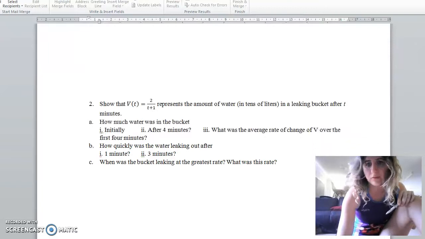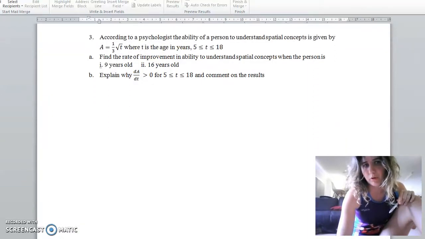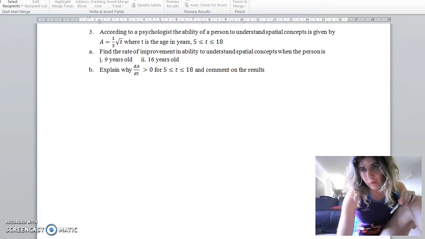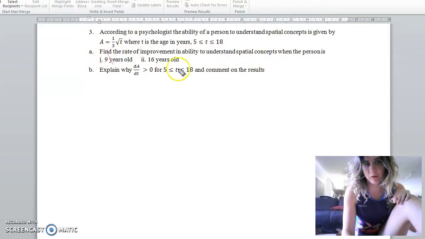I actually don't really like this next example too much, so I want to skip over it. You guys can have a go, but we're going to look at the next one. According to a psychologist, the ability of a person to understand spatial concepts is given by this formula here, where t is the age in years. Find the rate of improvement in the ability to understand spatial concepts when the person is 9 years old and 16 years old. If we're looking at the rate of improvement, that's the instantaneous rate at those times.